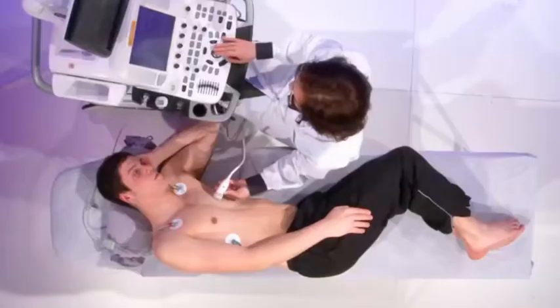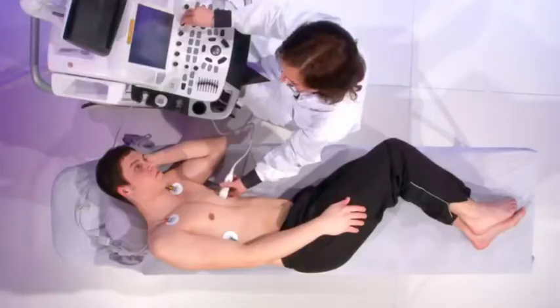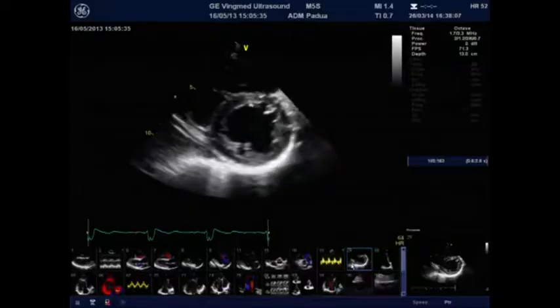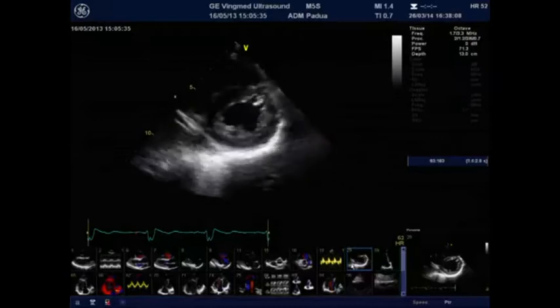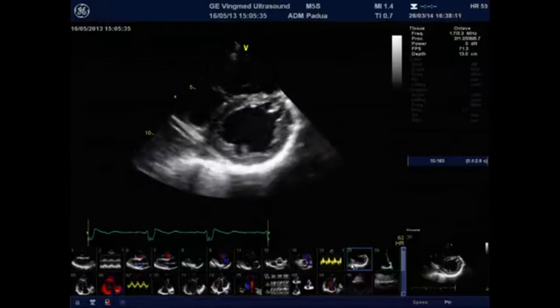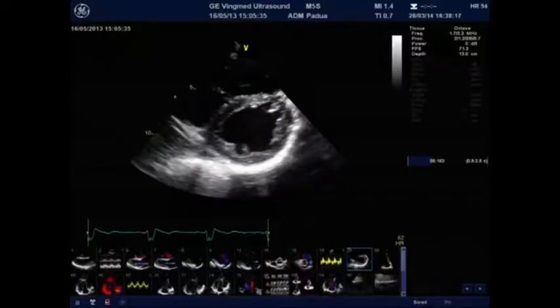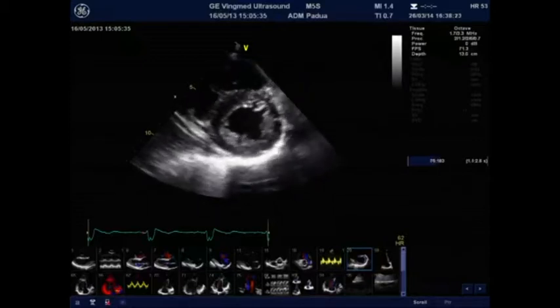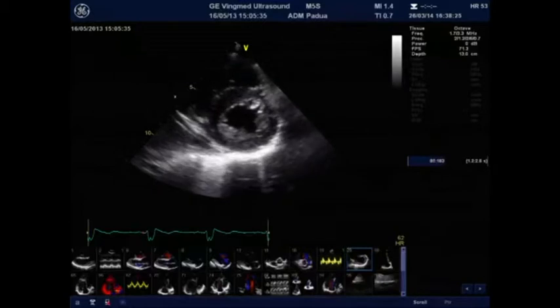Then, if we tilt the probe again in order to appreciate the short axis of the left ventricle, you will see that there is a flattening of the septum, predominantly in diastole. If I freeze the cine loop and go frame by frame, this is diastole, and then in systole you will see that the shape of the left ventricle is more round.